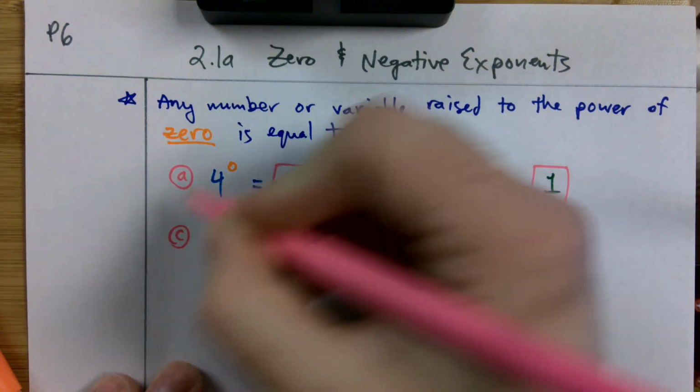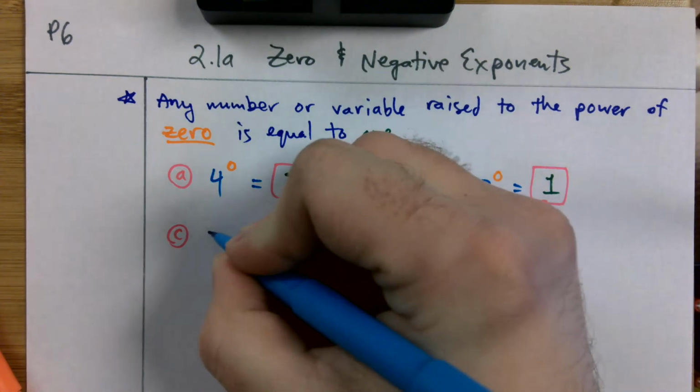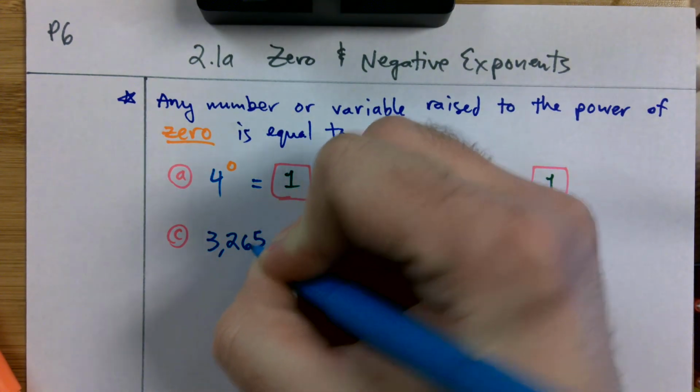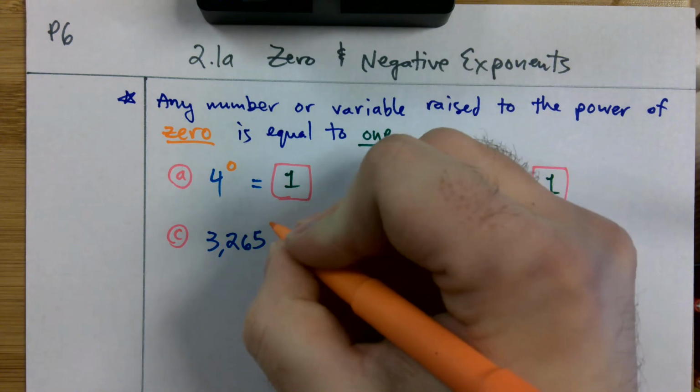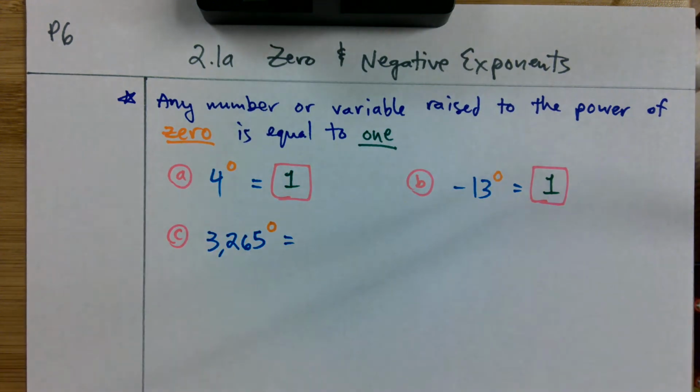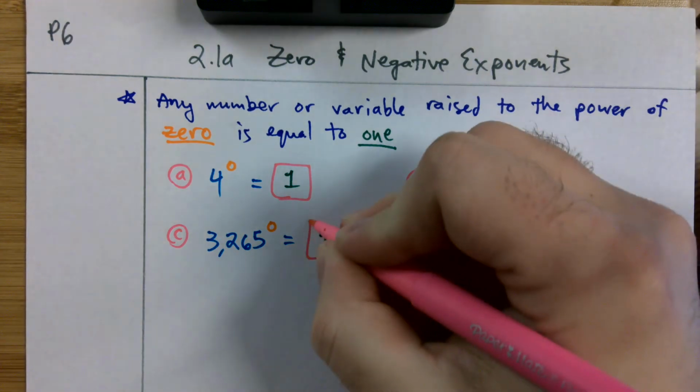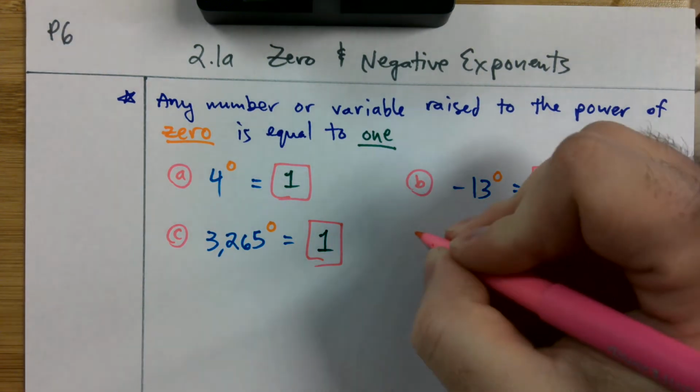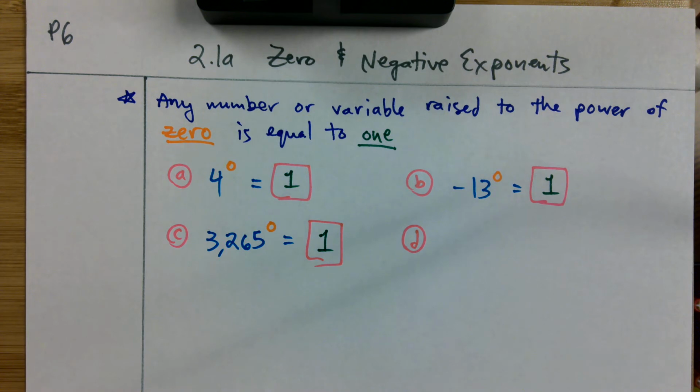Okay, what about 3,265 to the power of 0? That's going to equal 1. And yes, I would like you to write all of these examples because it's important to know all the different types of things that are going to be equal to 1.